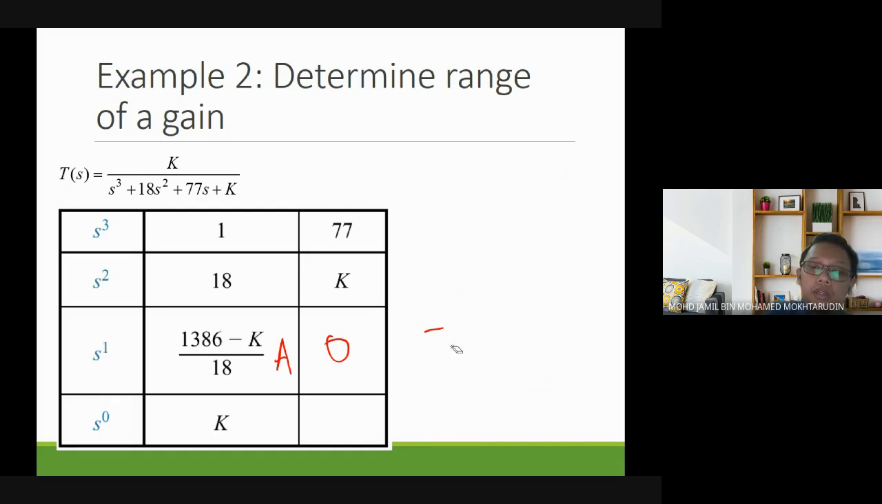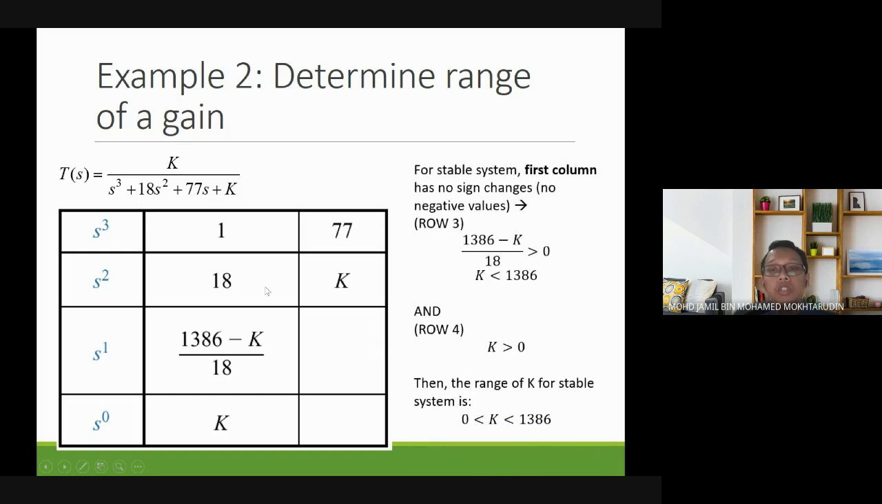Okay, then we determine the range of K from the Routh table. So for a stable system, the rule is that the first column must have no sign changes. When there are sign changes in the first column, then the system is unstable. So to make sure the system is stable, you must find the value of K such that there is no sign changes in the first column. So first we look at row number 3, which is row S1 here.